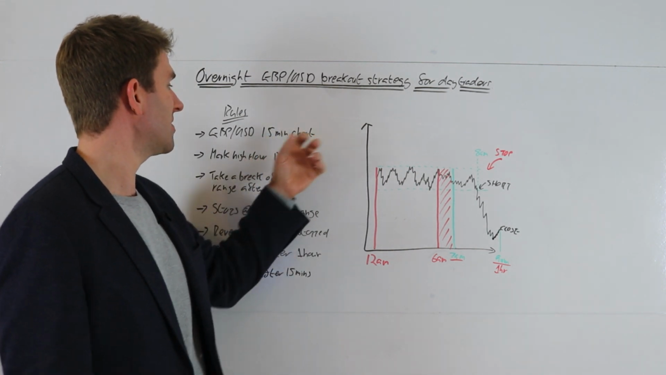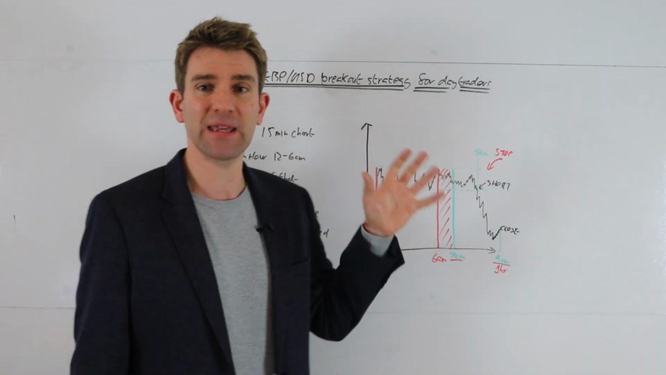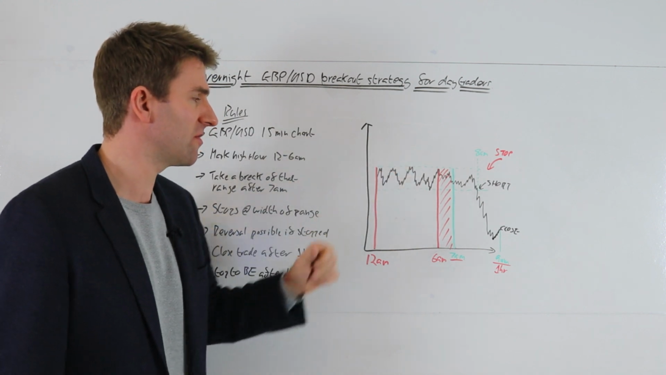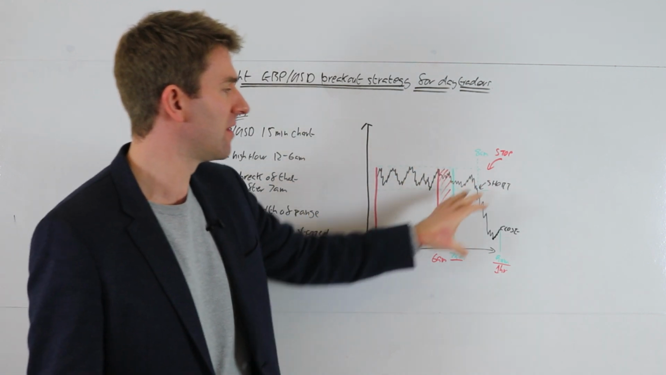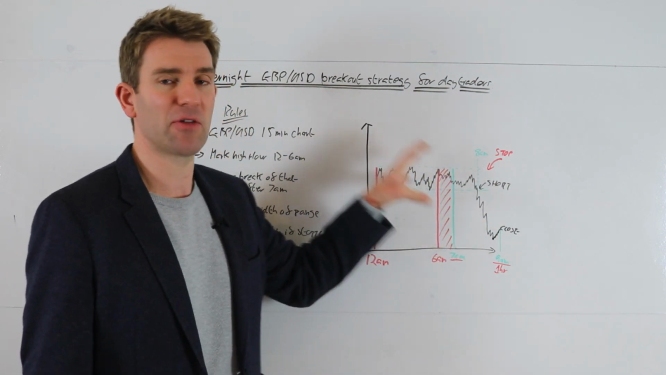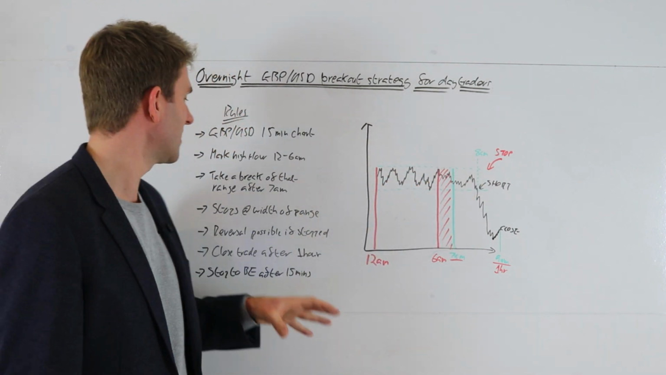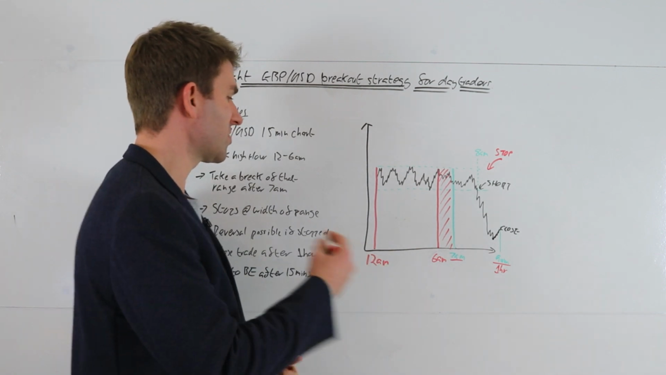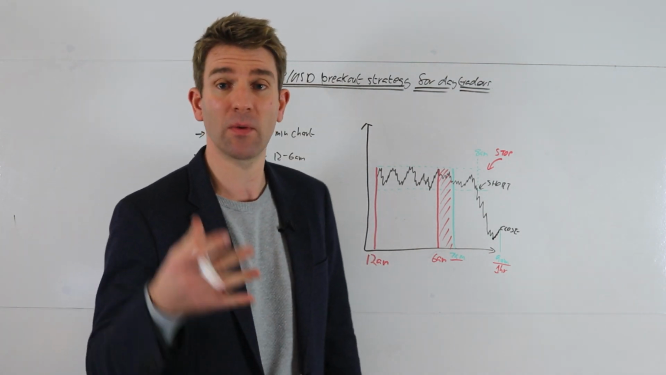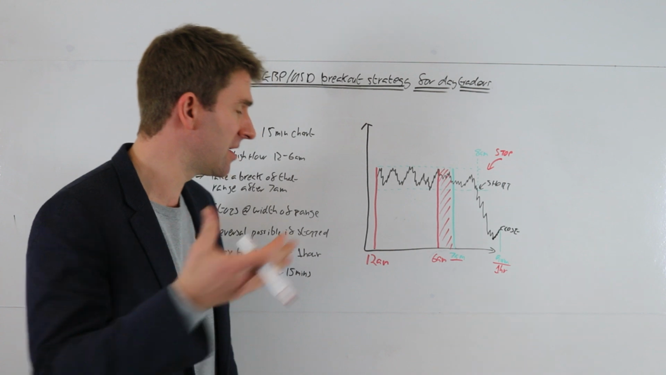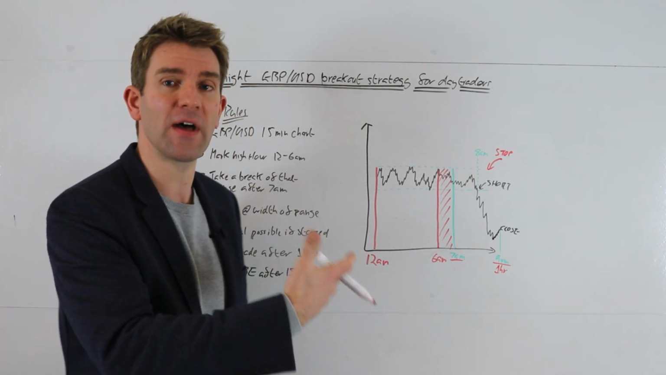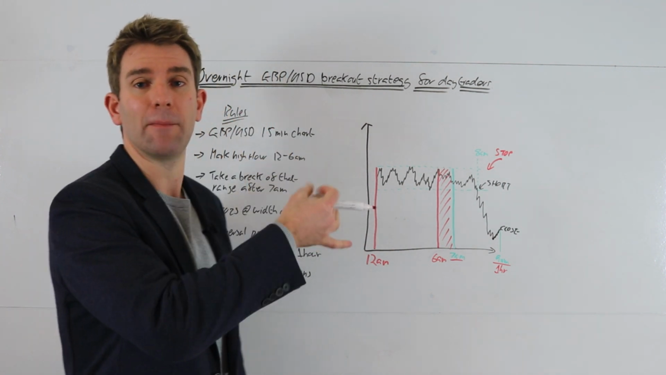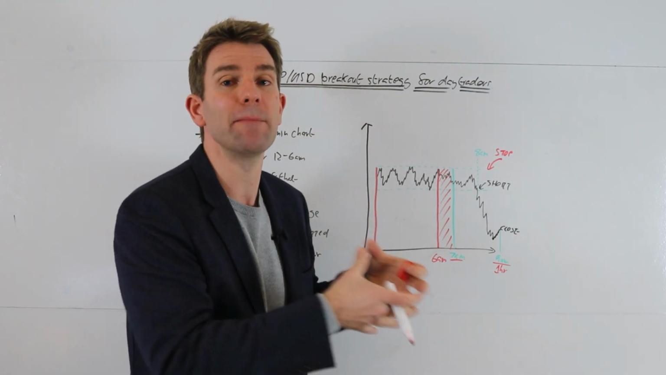So we're on a GBPUSD 15-minute chart. It's a 15-minute chart, shown as a line chart just for illustration, but it gives you the idea of how the time and how the range plays a part in this trade. So we're marking the high and low from 12 o'clock till 6 o'clock in the morning. That's UK time, by the way. So wherever you are in the world, change it for that. And it's important that the time's right, because this is a time-based trade.